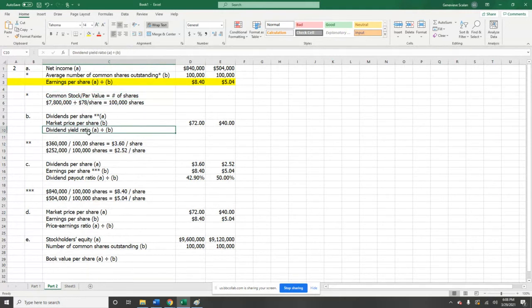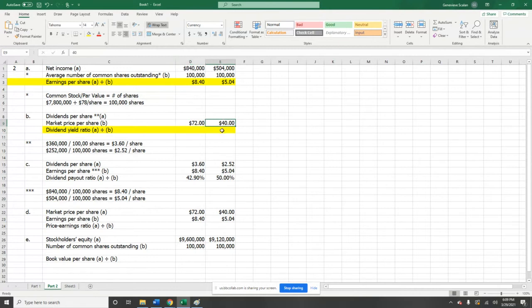All right, so next we're going to look at our dividend yield ratio, right? So we want to calculate this guy, the dividend yield ratio. To get it, I need the market price per share, which they told us in the problem. Stock price at year end of this year is 72. Stock price at the end of last year is 40. So we've got those here.